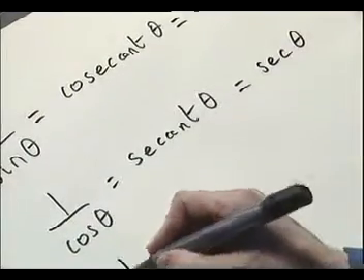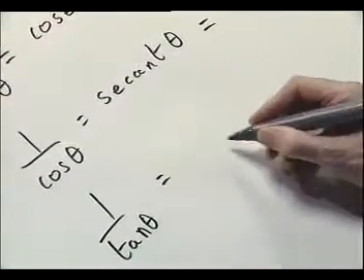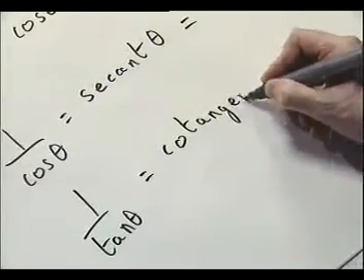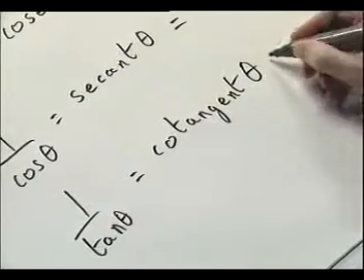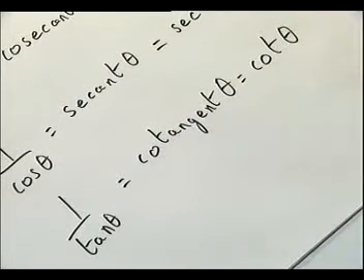And the final one, 1 over tan theta, equals, and its full name is the cotangent of theta. And again, we shorten that to cot theta.